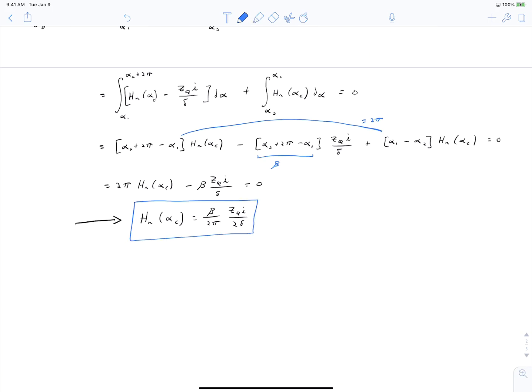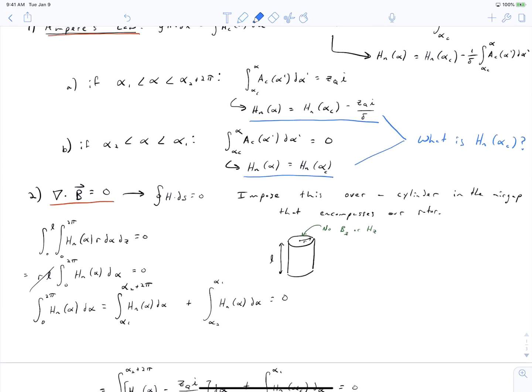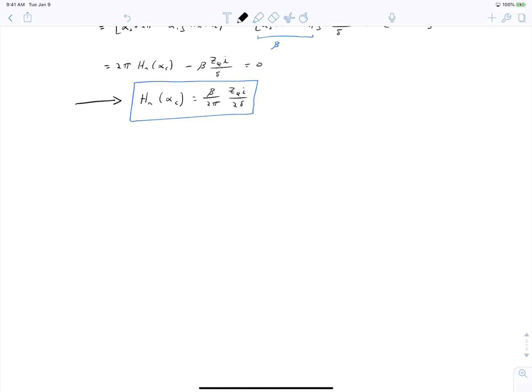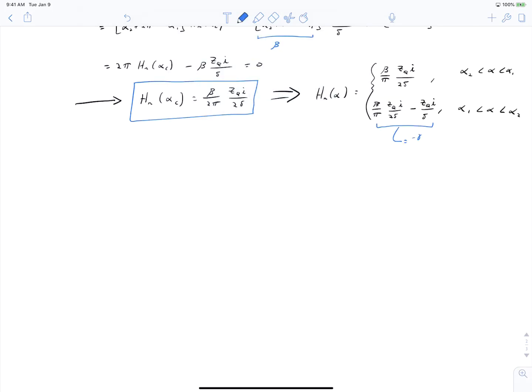We can now plug this expression in to hn of alpha c in these expressions to get our value of hn of alpha. And so we finally have our expression for the H field in the air gap of our machine at all locations. We can then calculate from this the current linkage between the rotor and the stator.